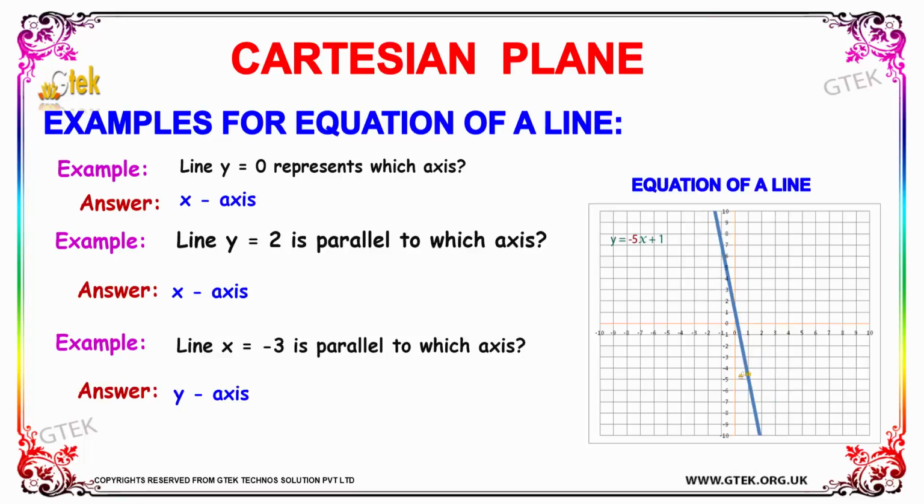If the line x equal to minus 3, it is parallel to which axis? X equal to minus 3. So this is the line. So this one is x. There will be a line over here, x equal to minus 3. Since this is minus 3, the line will be in this manner. So it will be parallel to the y-axis. Yes.